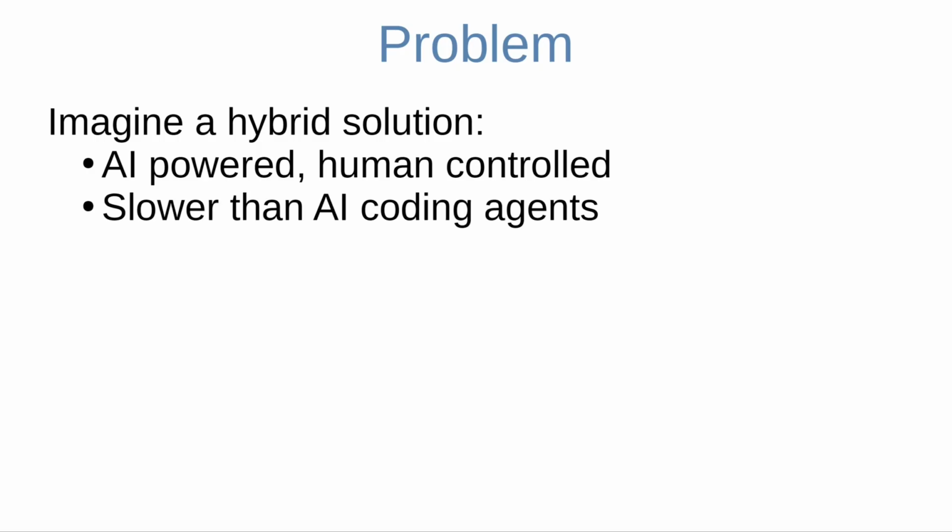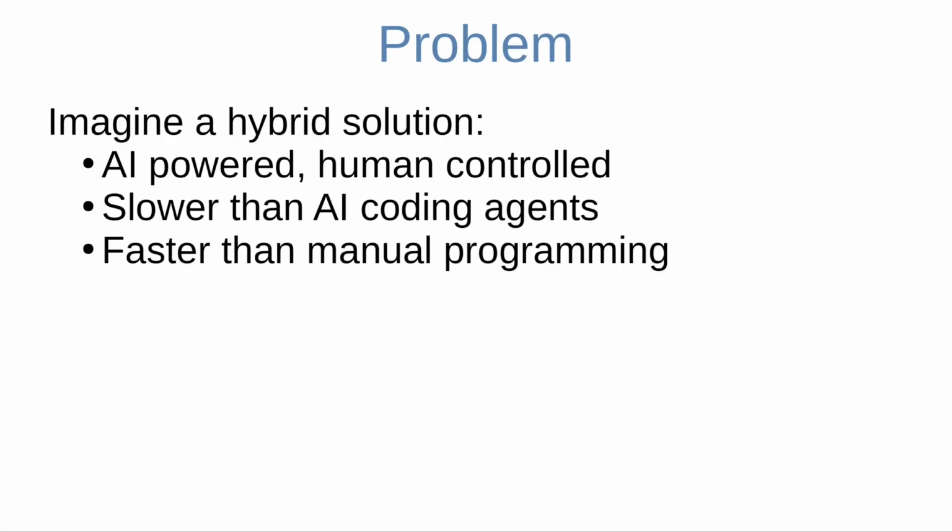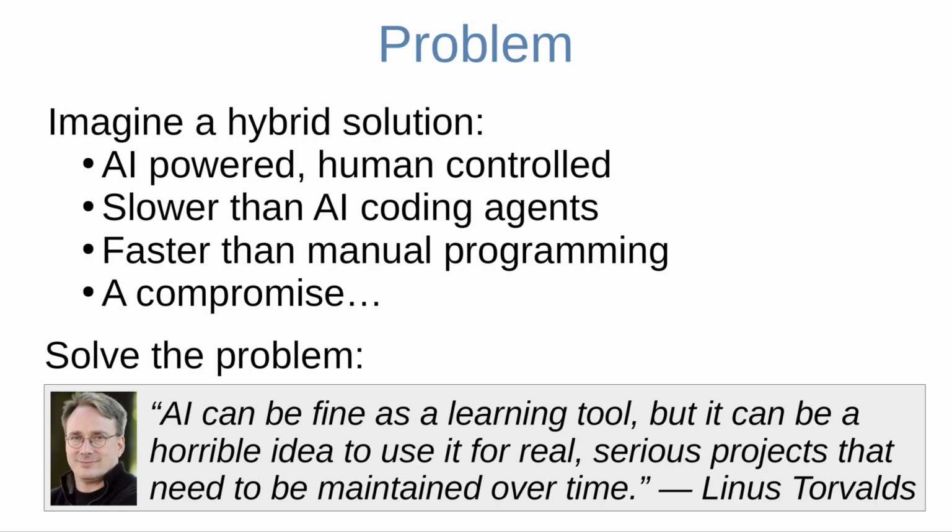The solution would of course be slower and more complex than AI coding agents, but still way faster than programming without the help of an AI. It would be a sort of compromise, something in between. Most importantly, the solution would allow a developer to use AI to create and maintain large enterprise applications efficiently in the long term.